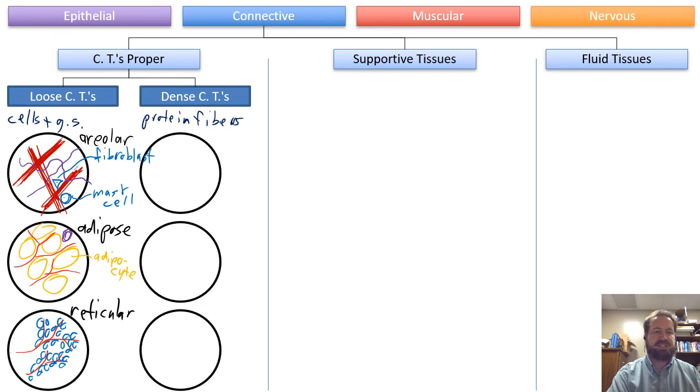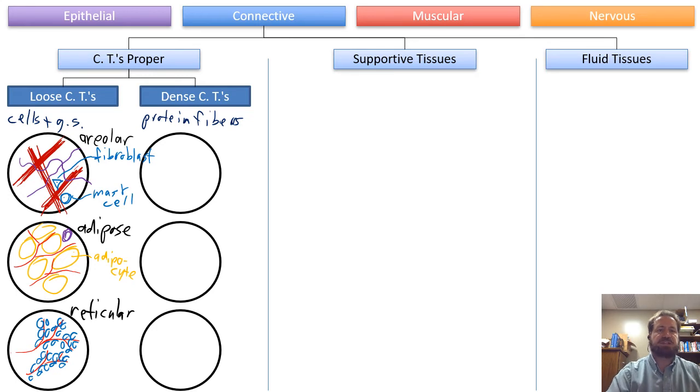A reticular tissue, or reticular loose connective tissue, is found in the stroma of a lot of organs that have to hold on to a lot of loosely organized cells. So the liver, where it has to hold on to a bunch of hepatocytes, the spleen and lymph nodes that have to hold on to a lot of immune cells. Okay.